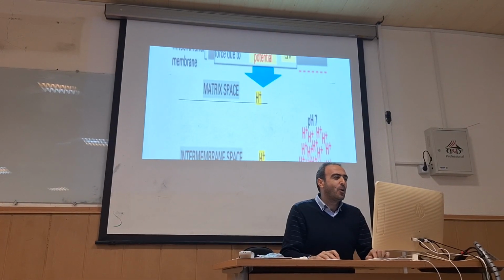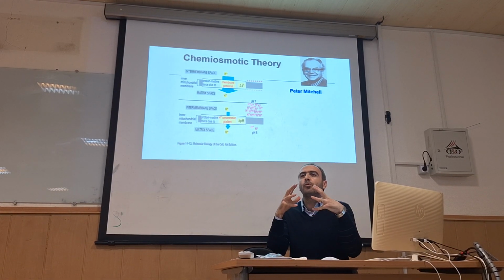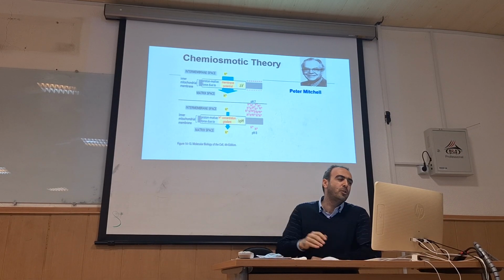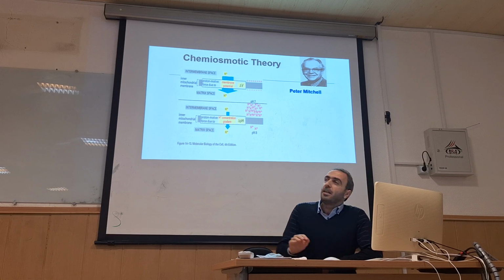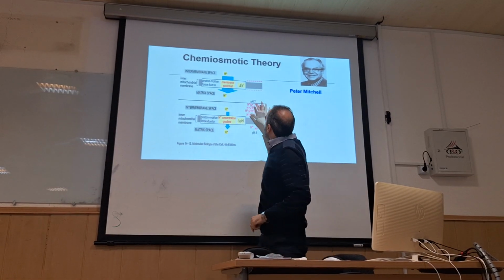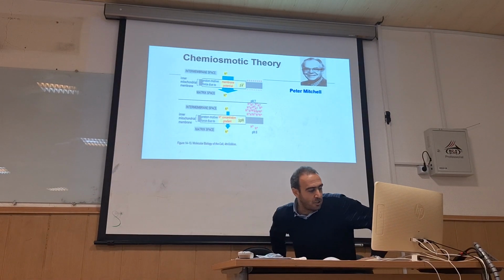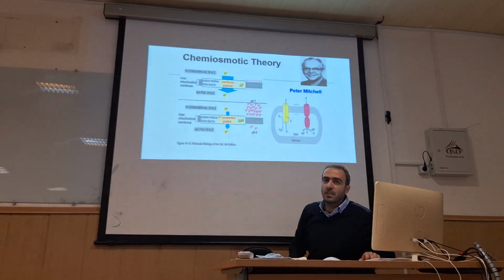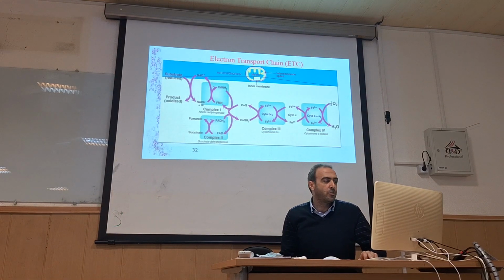Here, using a proton gradient for producing energy is known as the chemiosmotic theory, which the scientist Peter Mitchell discovered. He discovered that in the intermembrane space, we have a lot of proton gradient, and these proton gradients are used by ATP synthase to produce ATP. So it's known as the chemiosmotic theory.